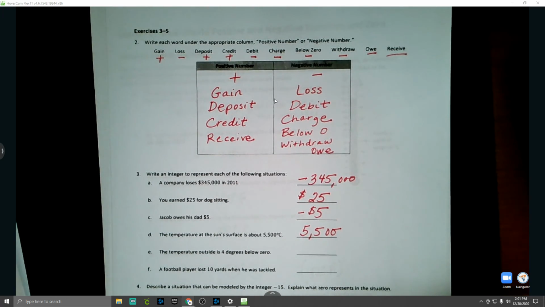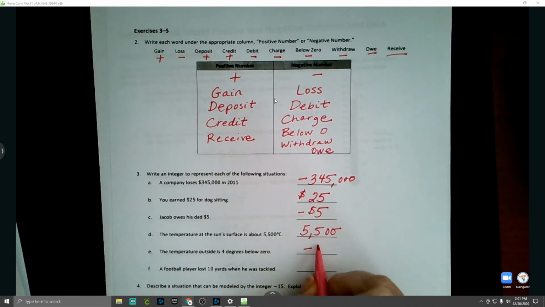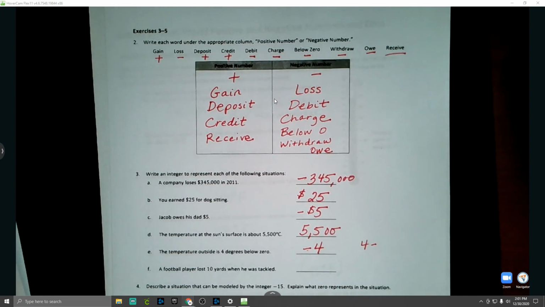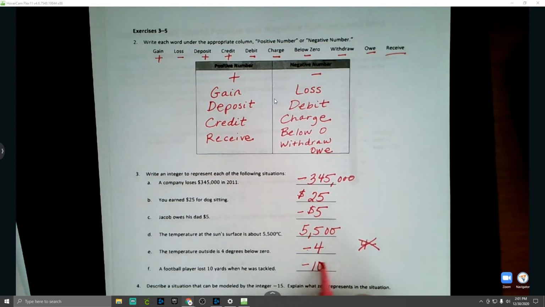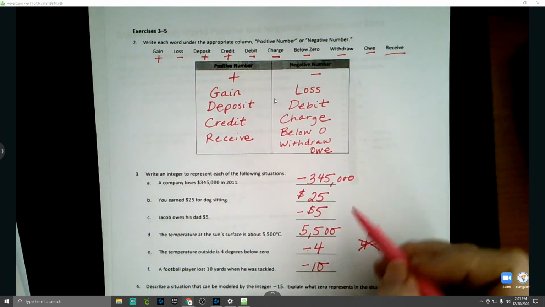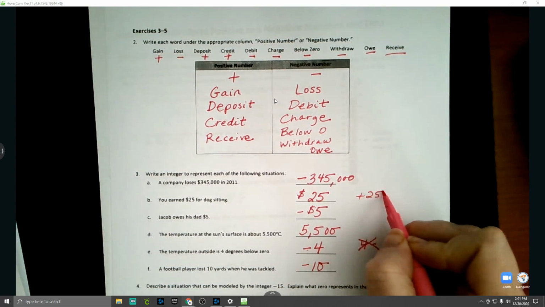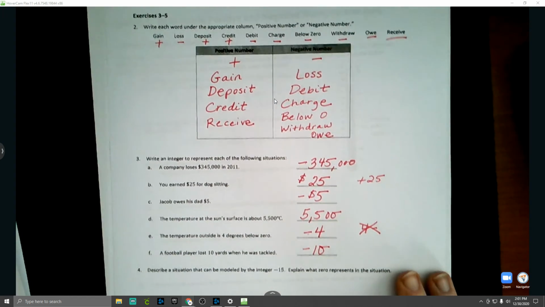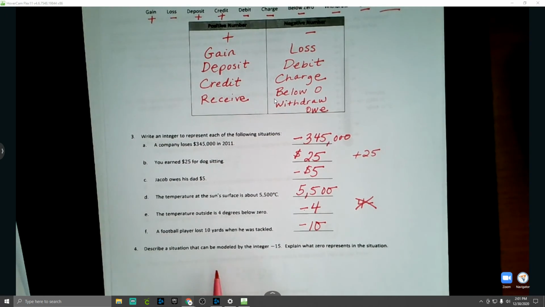5,500 degrees Celsius. That's pretty hot. We just talked about Celsius before. So think about what side on the thermometer it would be. The temperature outside is 4 degrees below zero. And your negative number always goes in front. It would not look pretty like this. Okay, so let's not do that. And then a football player lost 10 yards. That's not a good thing. Negative. So again, the positives, you do not have to write them like this. We would not count it wrong if you wrote a plus sign in front.